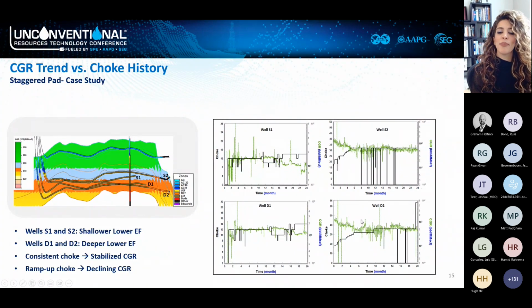Now it would probably interest you to see how these wells did in terms of production of gas and condensate at the surface. So I'm going to show that to you for wells S1 and S2. So you can compare the cumulative production of condensate and gas for two wells from the same layer, same richness, same path, but with two distinct choke strategies.